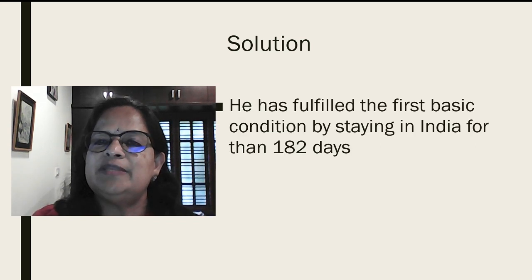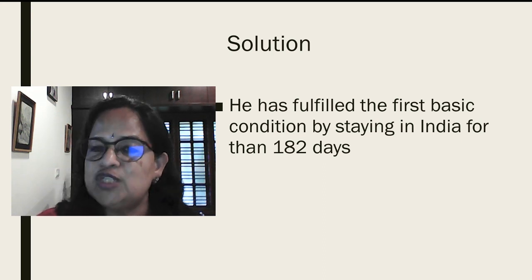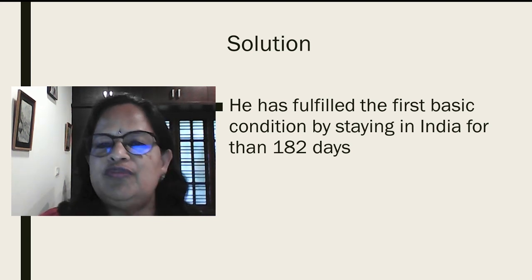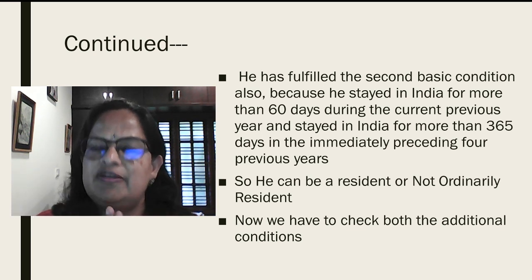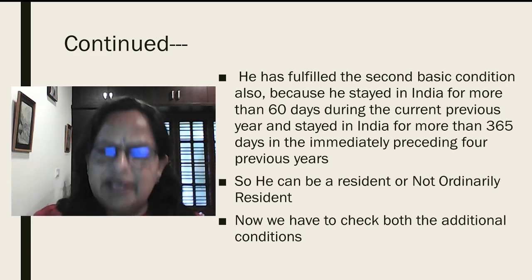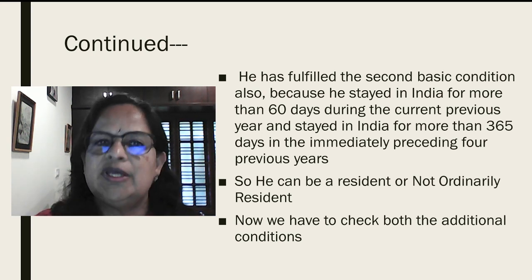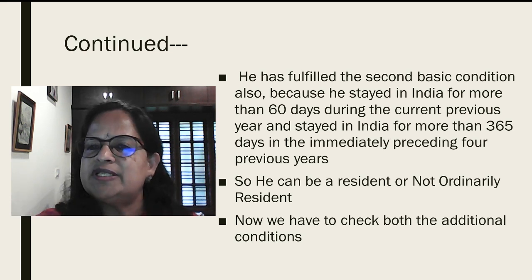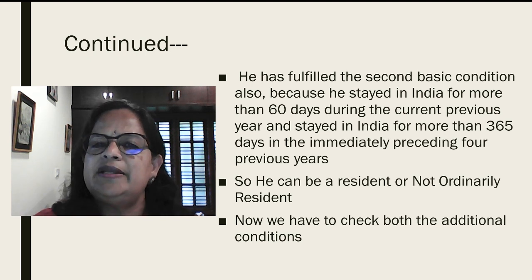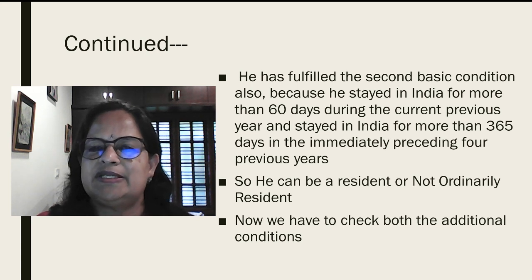Now you have to see what the basic condition is. The first basic condition is that he should be in India for at least 182 days or more. His number of days stayed in India is 195, so he has fulfilled the first basic condition. Now we have to check further, because if he fulfils the first basic condition, he can be either a resident and ordinarily resident, or a resident and not ordinarily resident. He has also fulfilled the second basic condition, one part, because he was definitely in India for 60 days or more, and for more than 365 days in the immediately preceding previous years.